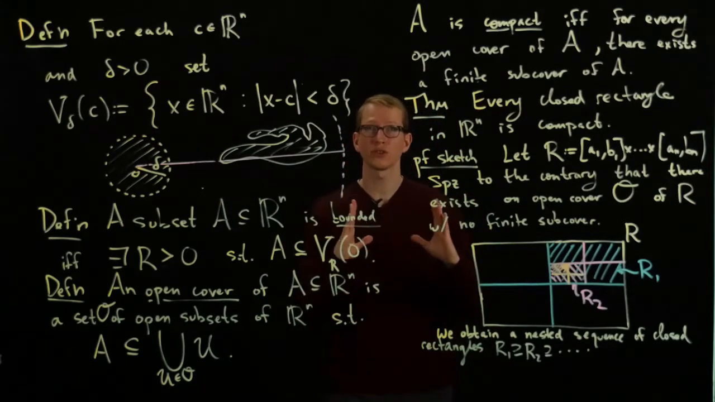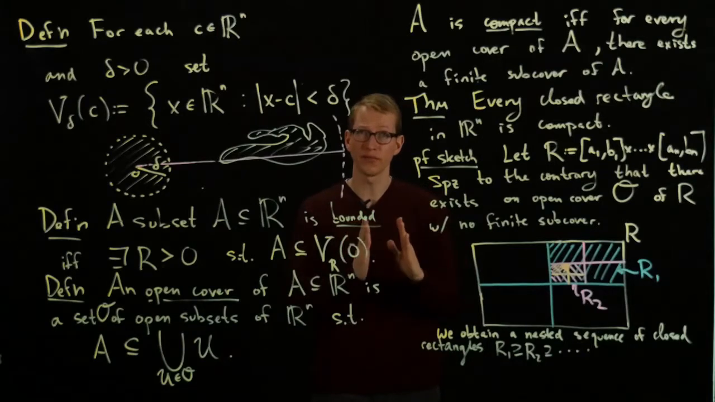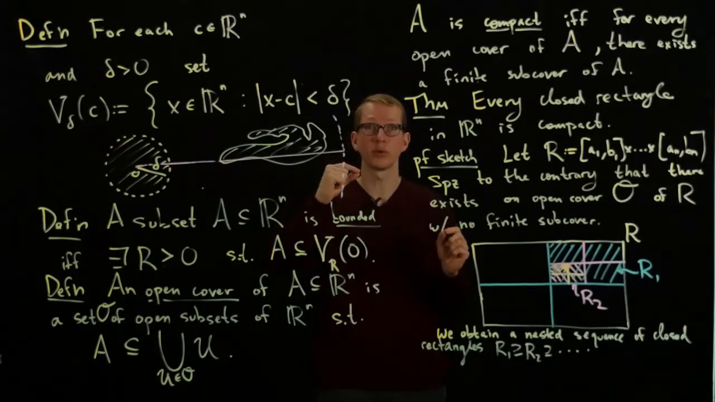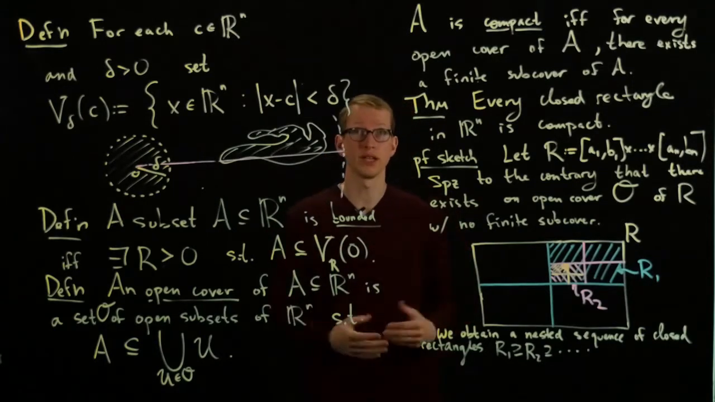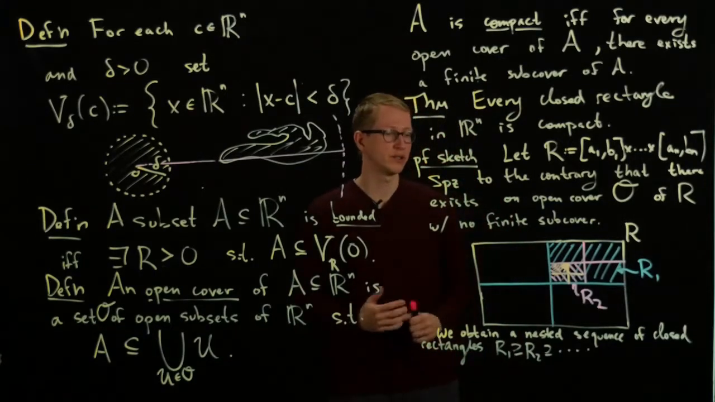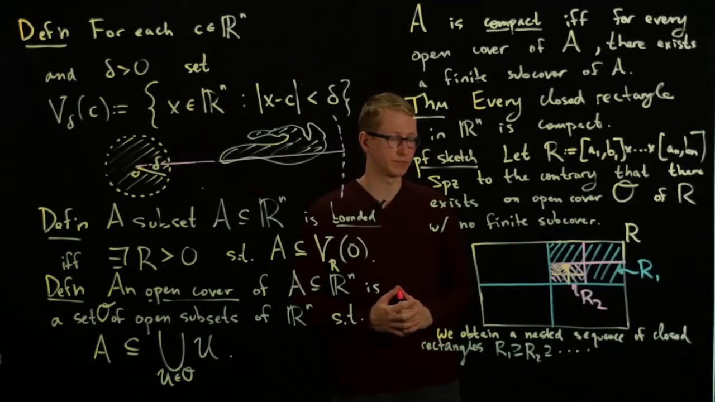And these rectangles are also getting smaller and smaller and smaller, in fact, very quickly. And the limit of their diameter, the largest distance between any two of its points, is approaching zero rather quickly, exponentially quickly. Although the speed at which it converges is irrelevant for this discussion.